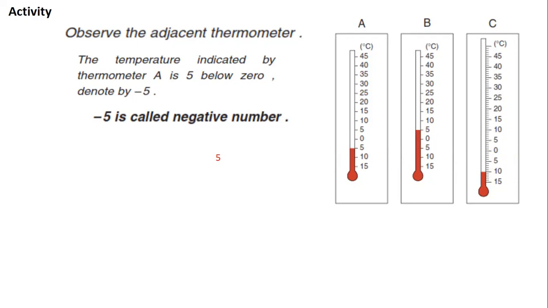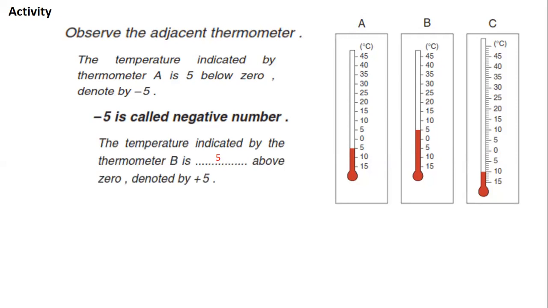Yes, Sari, can you answer me, please? If you look at thermometer B, Sari, the temperature indicated, what is it? 5. 5 above 0 or below 0? Above. So how do we denote 5? By a +5 or a -5? It's above 0. +5. So is it a positive number or a negative number? Positive. So thank you, Sari. The temperature indicated by thermometer B is 5 above 0. It is denoted by +5, and the +5, as Sari said, is a positive number.